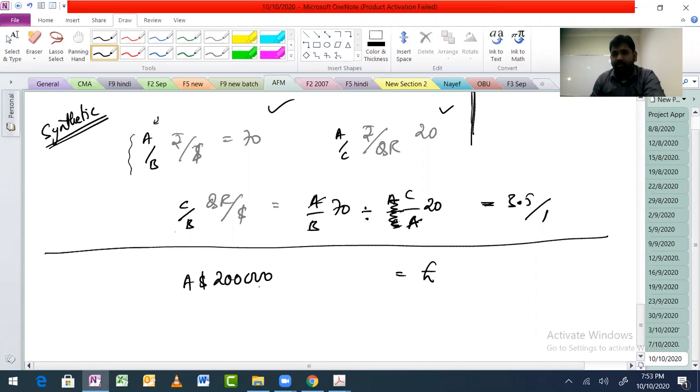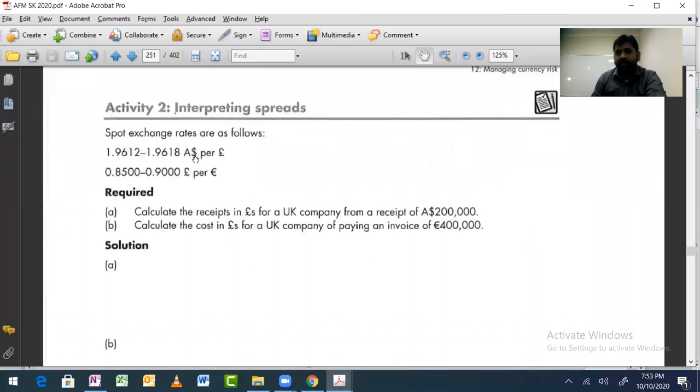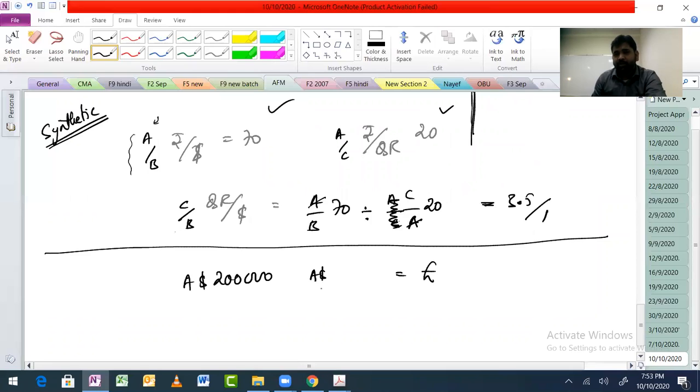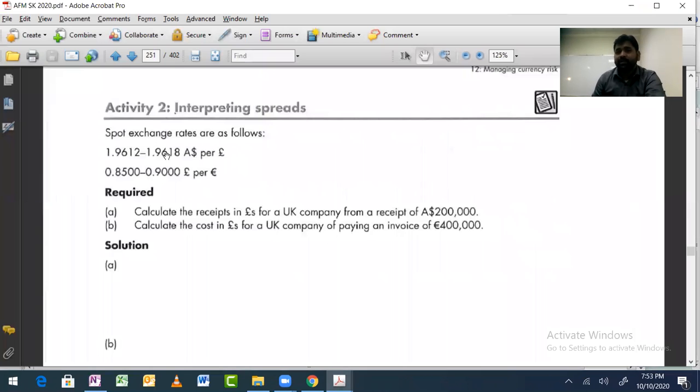The first thing is Australian dollar and pound. Which rate? The rate is given as Australian dollar per pound. So what will you do? Divide or multiply? Divide, because the numerator is the same. Now which rate will you take?